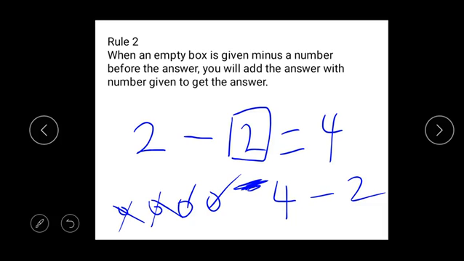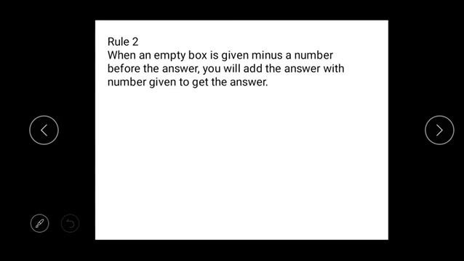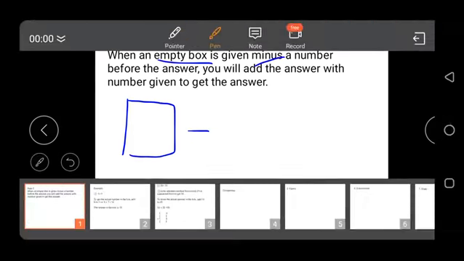In rule 1 there's a number in front of the box. This is 2. So the box is always the second thing to write before the answer. Rule 2 is different because the box is the first thing you will see. When an empty box is given, minus a number, like 10, before the answer is equal to 12.